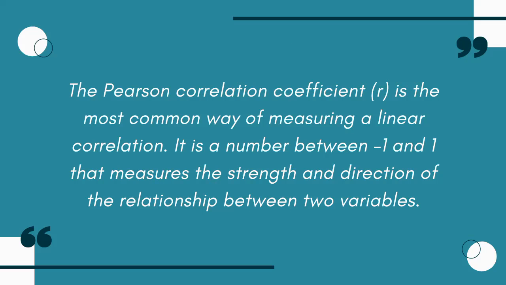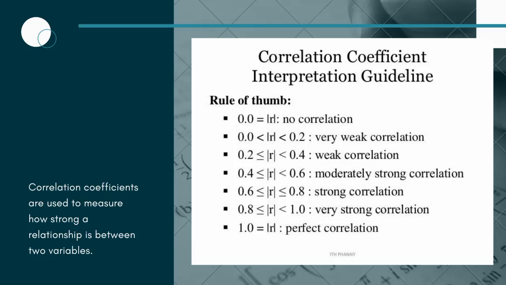The Pearson correlation coefficient is the most common way of measuring a linear correlation. It is a number between -1 and 1 that measures the strength and direction of the relationship between two variables. Correlation coefficients are used to measure how strong a relationship is between two variables.